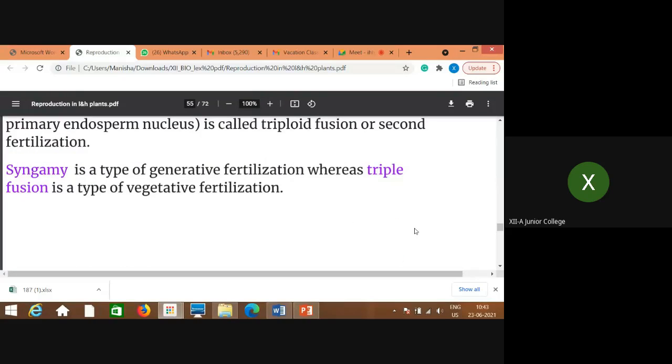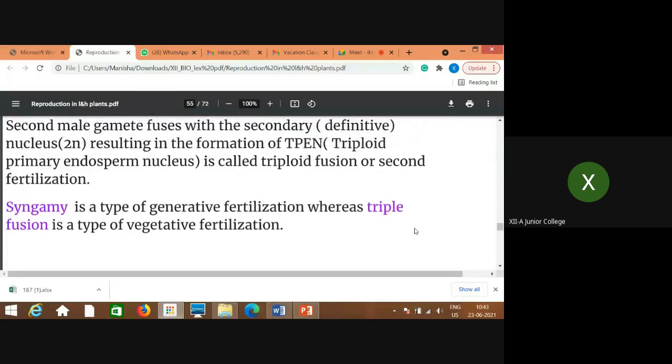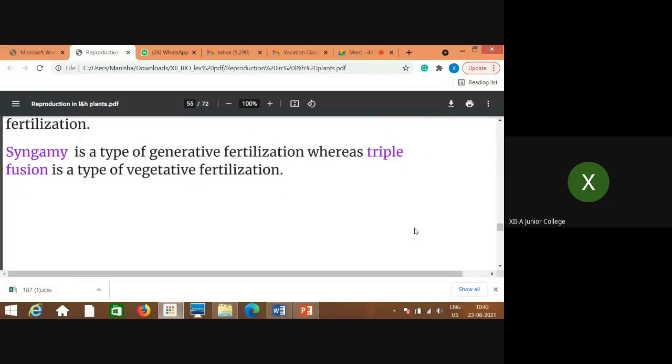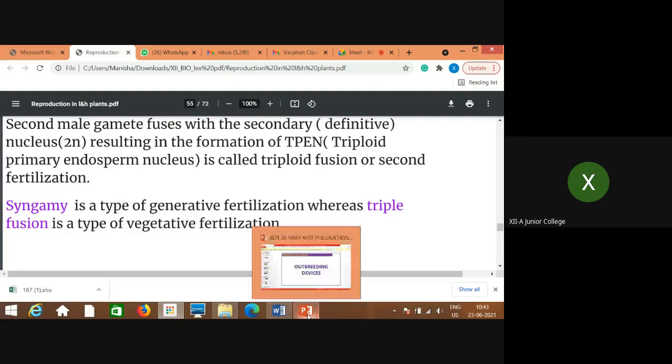I hope you have understood this. Syngamy is a type of generative fertilization, whereas triple fusion is a type of vegetative fertilization. What is generative and vegetative? I'll explain it later. Just try to understand this. I will explain the remaining part with the help of other slides, so that it will be our revision also.